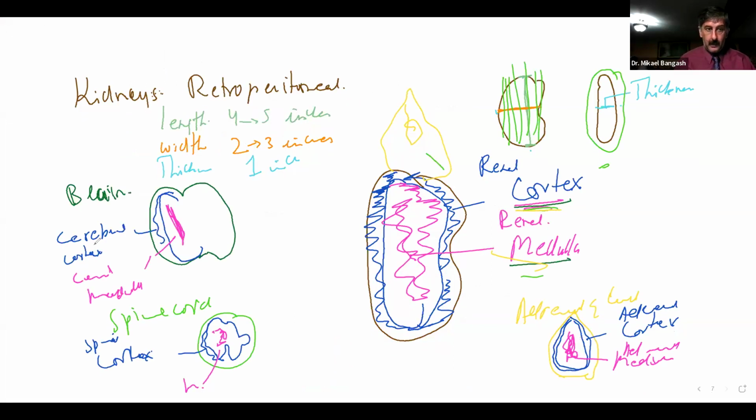But please keep in mind, guys, we have the same arrangement in 3 other organs or structures as well: the adrenal gland, brain, and the spinal cord.